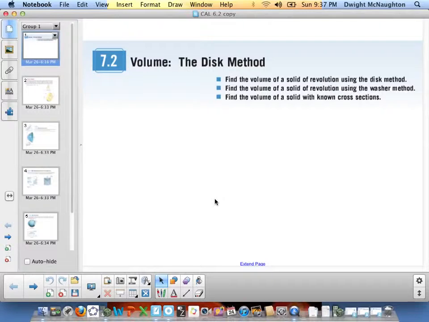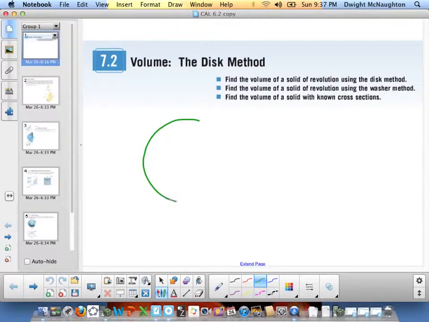Chapter 7.2, Volume, the disk method. Day 2, finding the volume of a solid of revolution using washers. All right? A washer is just like a disk, except there's a hole in it. Think of a disk, pretty much a round, flat surface. A washer is the same thing, except we've got a nice little hole in it.